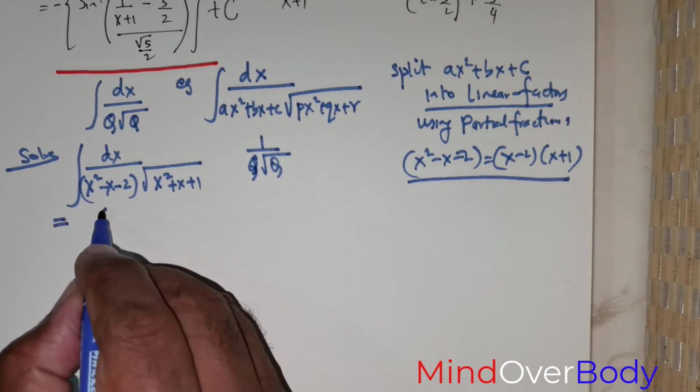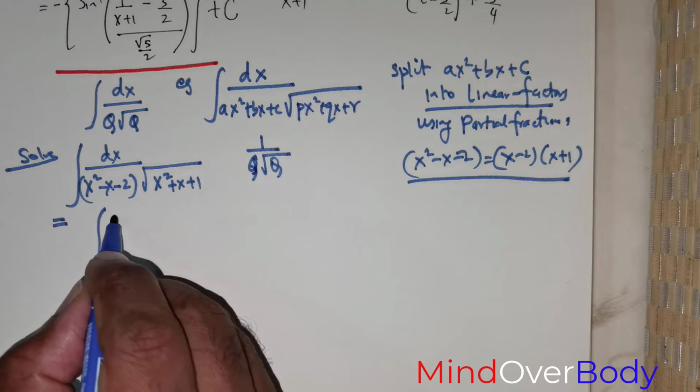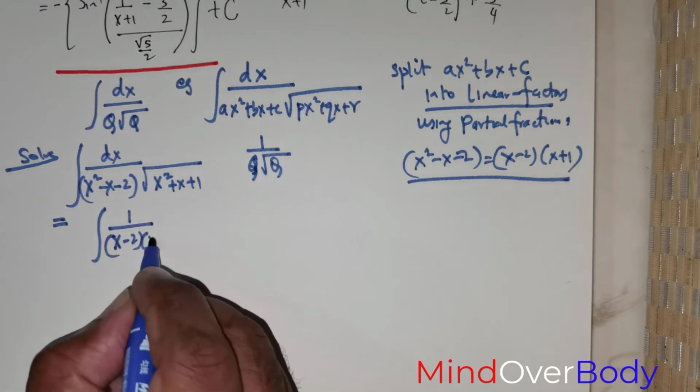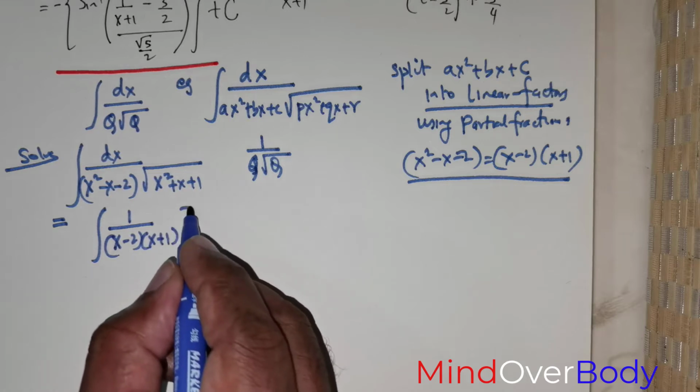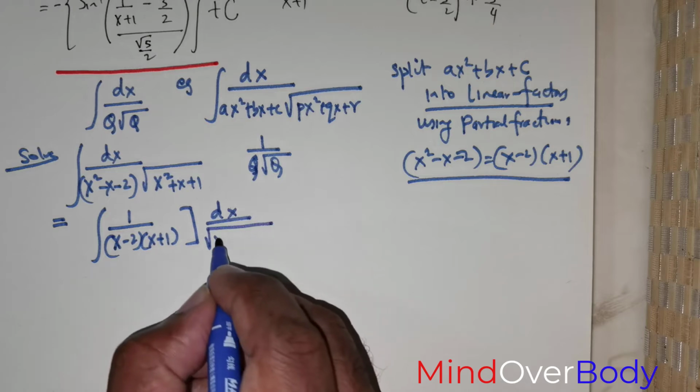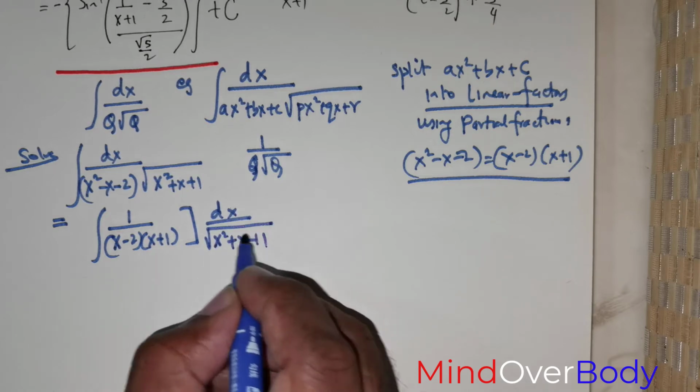So this is equal to integral. I'm going to write this as 1 over (x − 2) times (x + 1) times dx over root of x squared positive x positive 1.